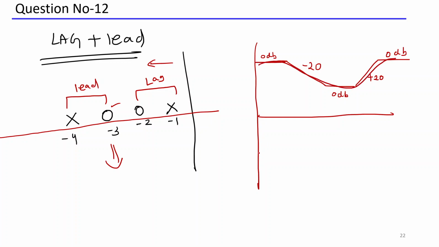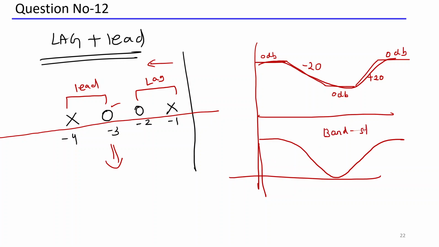If you do this clearly in mathematics, then what you will get is like this. It is called a band stop filter, or it is called a notch filter. So the lag lead compensator is a notch filter.